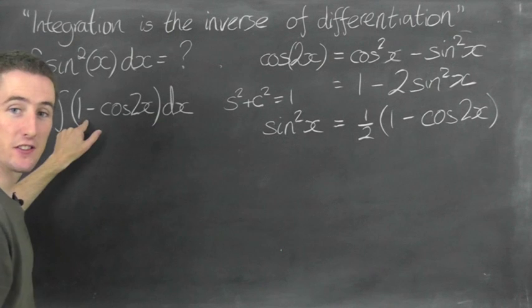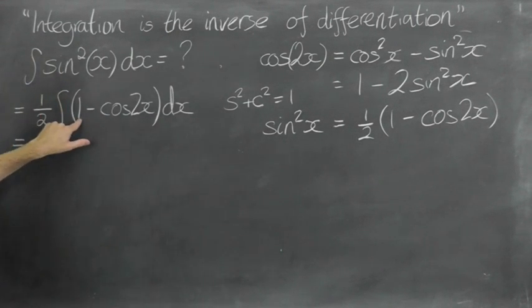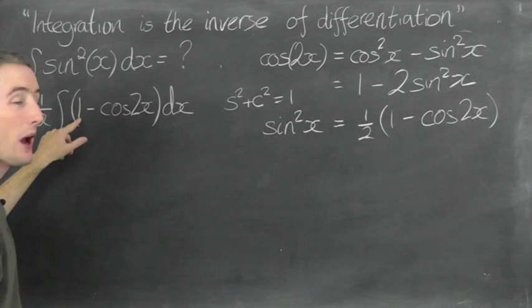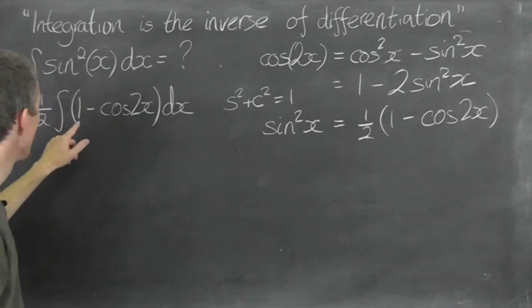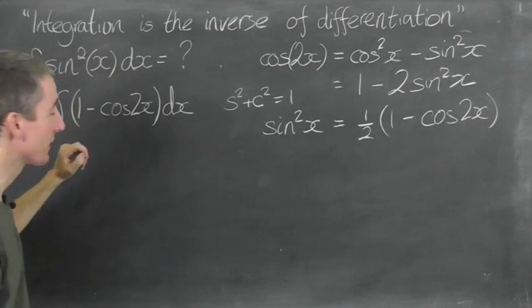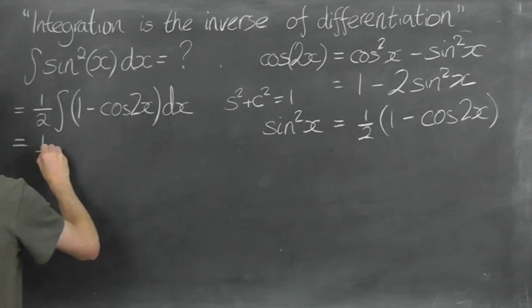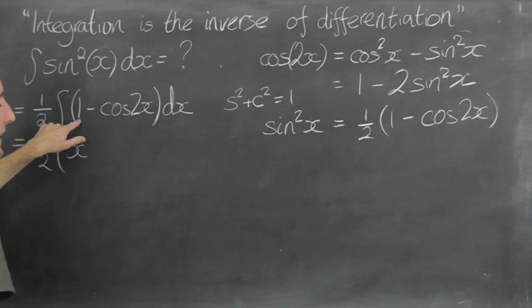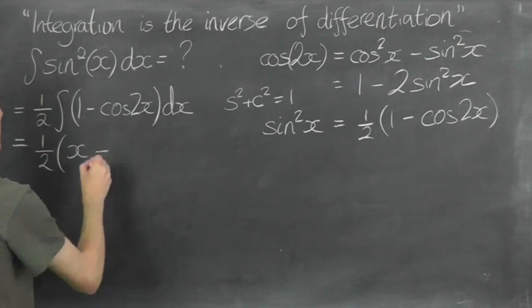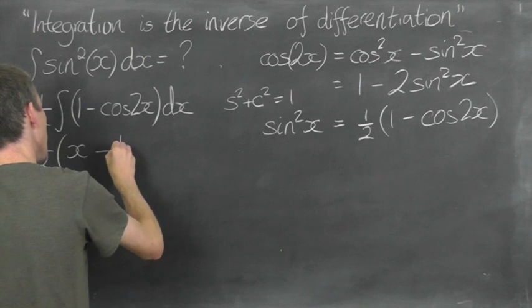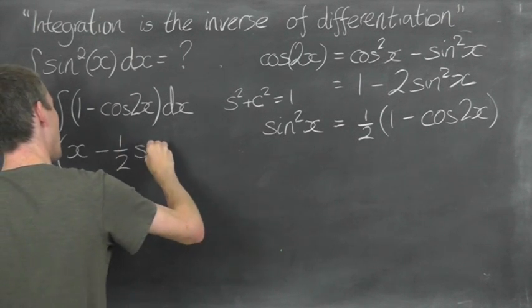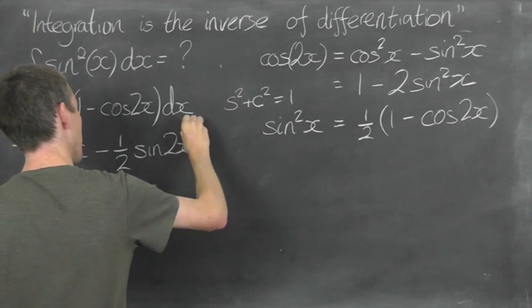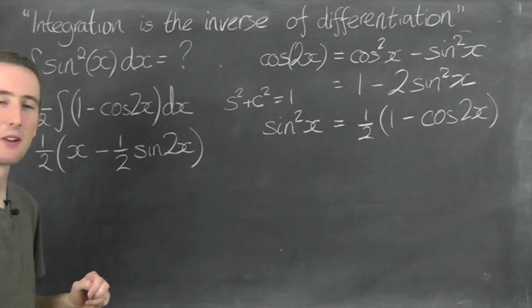Now I can integrate each of these terms separately, so the 1 will integrate up to x. This is just an example of the first result which we derived. So I've got a half times x from integrating this, and this term will go to a half sine 2x using the previous video clip result.